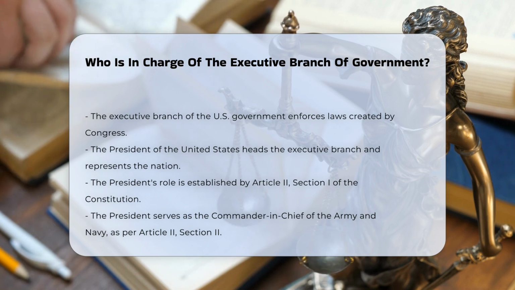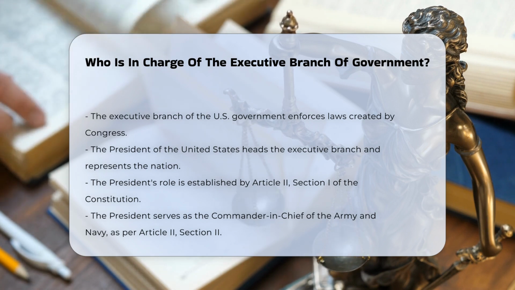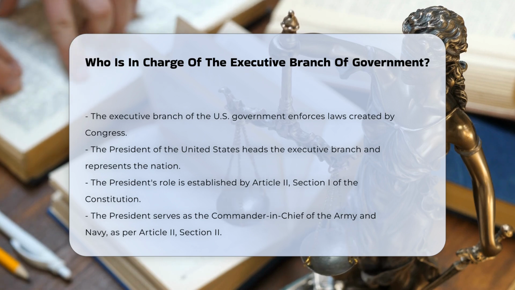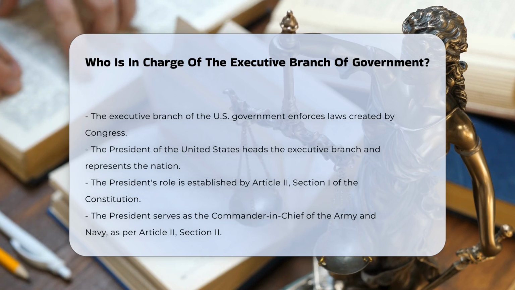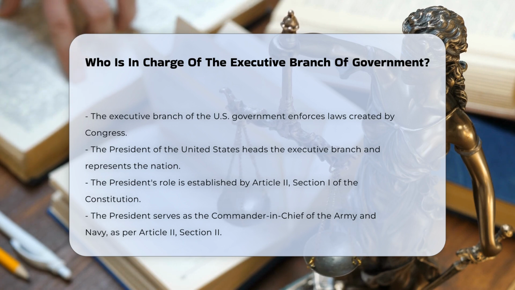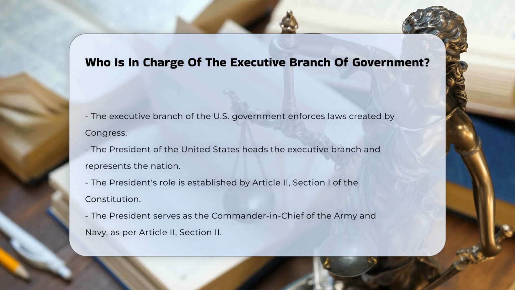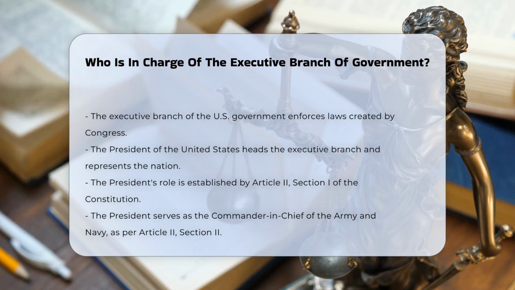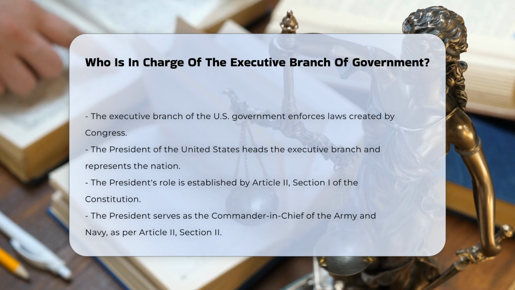The president's role. The executive branch is headed by the President of the United States. The president is the chief representative of the nation and serves as the head of state and the leader of the federal government. This position is established by Article 2, Section 1 of the Constitution, which states that the executive power shall be vested in a president of the United States of America.